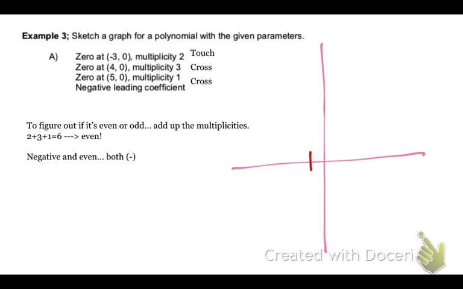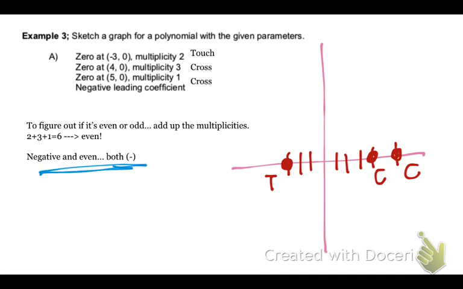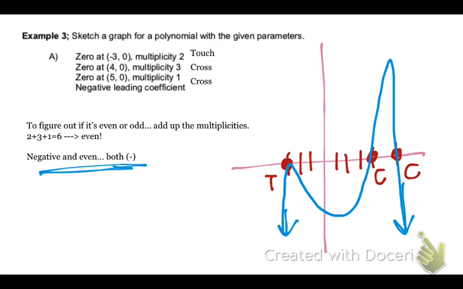So negative 3, 0, that's right there. 4, 0, 1, 2, 3, 4, and 5, 0. Negative 3, this is a touch. That's a cross, and that's a cross. We already figured out that they're both going to end negative, so this is going to be down, and this is going to be down. So that's going to be touch, cross, cross.